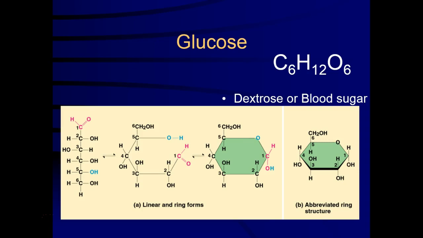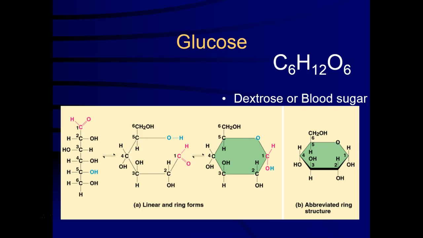Glucose is also known as blood sugar, and it's also called dextrose. So if you see the word dextrose, you think, okay, I know that, that's glucose. And if you look at the molecular formula, you'll notice that it's the characteristic C6H12O6. That one should be easy to remember: 6-12-6.